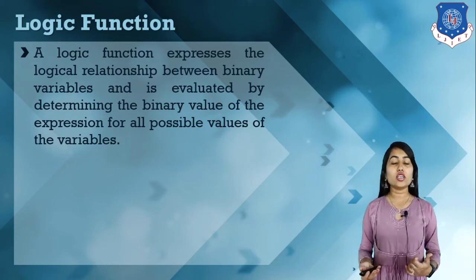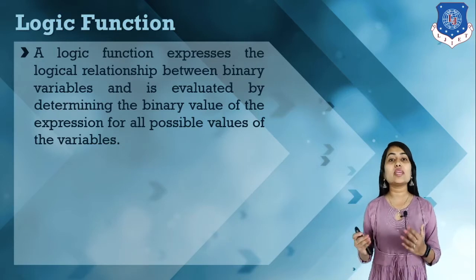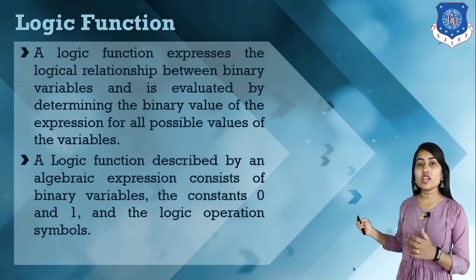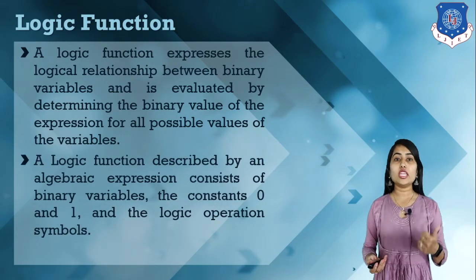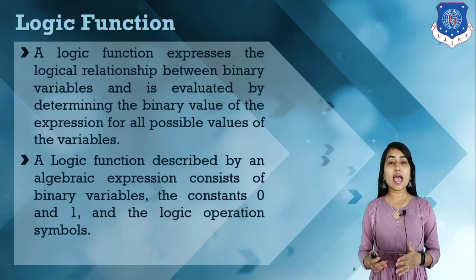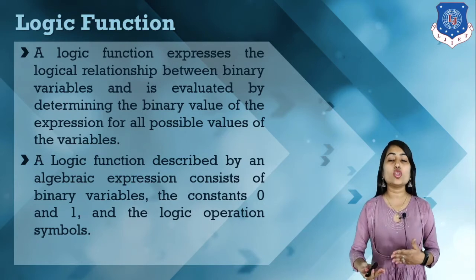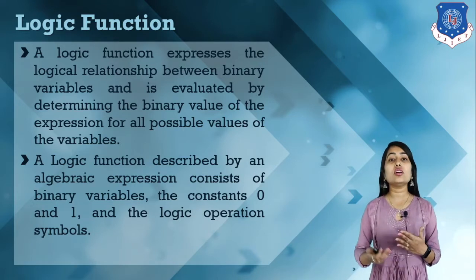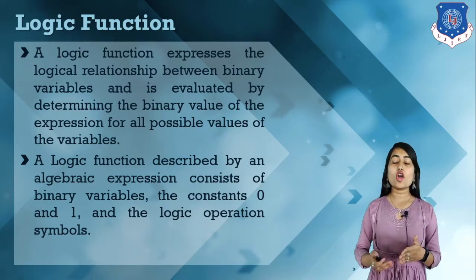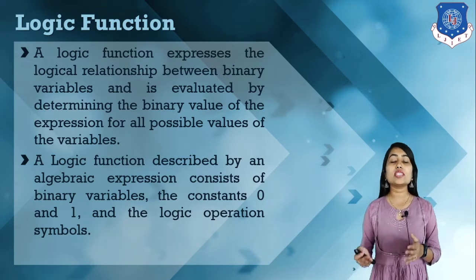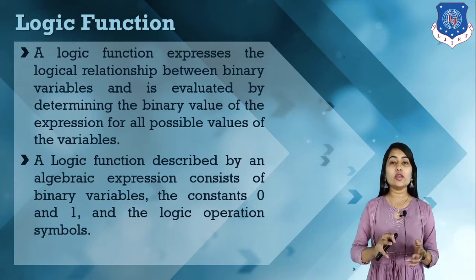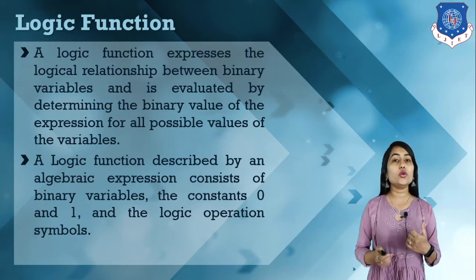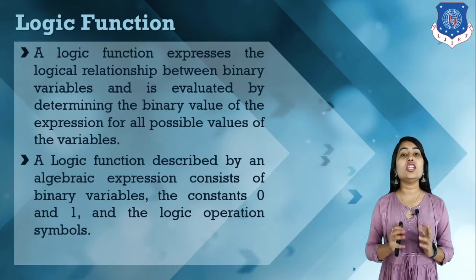How output occurs according to the input condition is basically represented by logical functions. In a logical function, there are input variables, output variables, and constant values, that is 0 and 1, and we have operators. That means which types of operations are performed on the input variables, and according to that we have logical functions for output combinations. Okay, so this is the logical function.